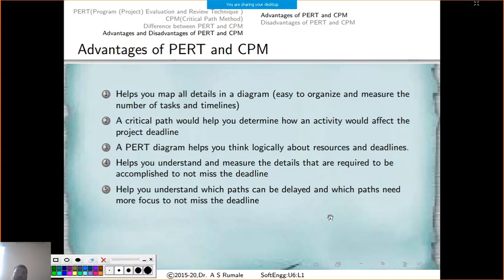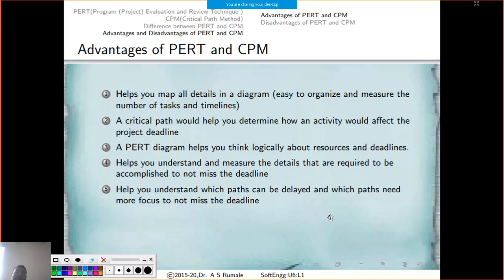Then the fifth advantage of PERT and CPM is that it helps you understand which paths can be delayed and which paths need more focus so as not to miss the deadline. For example, whenever you carry out any project, in that project you have two or three kinds of tasks. One task is a very basic task that you are required to complete anyhow. Whatever task you are carrying out, you are required to complete it within the stipulated time only.